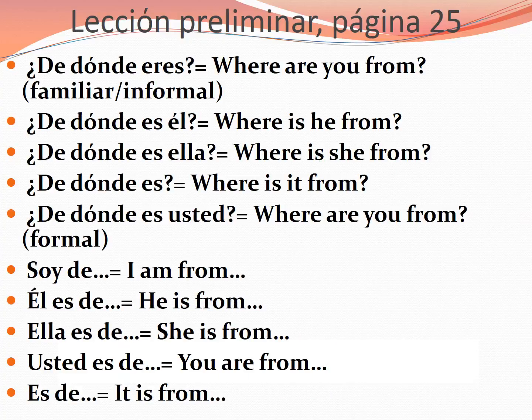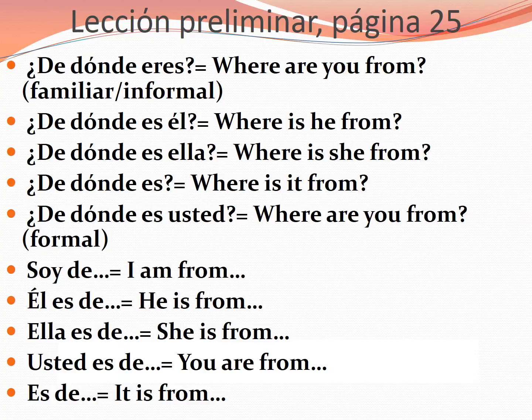¿De dónde eres? Where are you from? This is the familiar or informal style where you are speaking to someone you would perceive as being your same age or younger. ¿De dónde es él? Where is he from? ¿De dónde es ella? Where is she from? ¿De dónde es? Where is it from? ¿De dónde es usted? Where are you from? And this would be how you would ask somebody that you perceive as being older than you, or that you know on a last name basis.